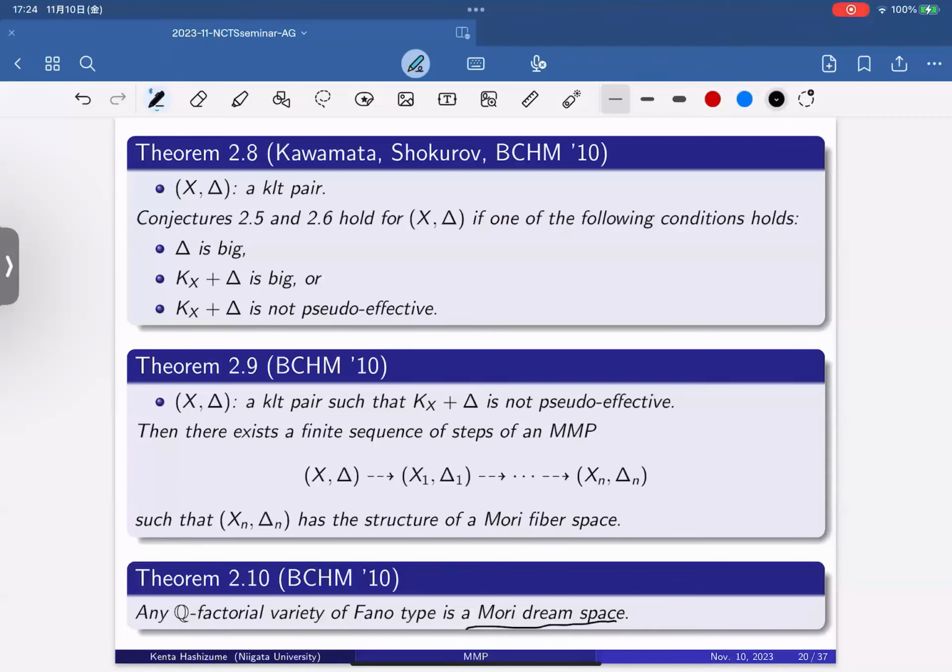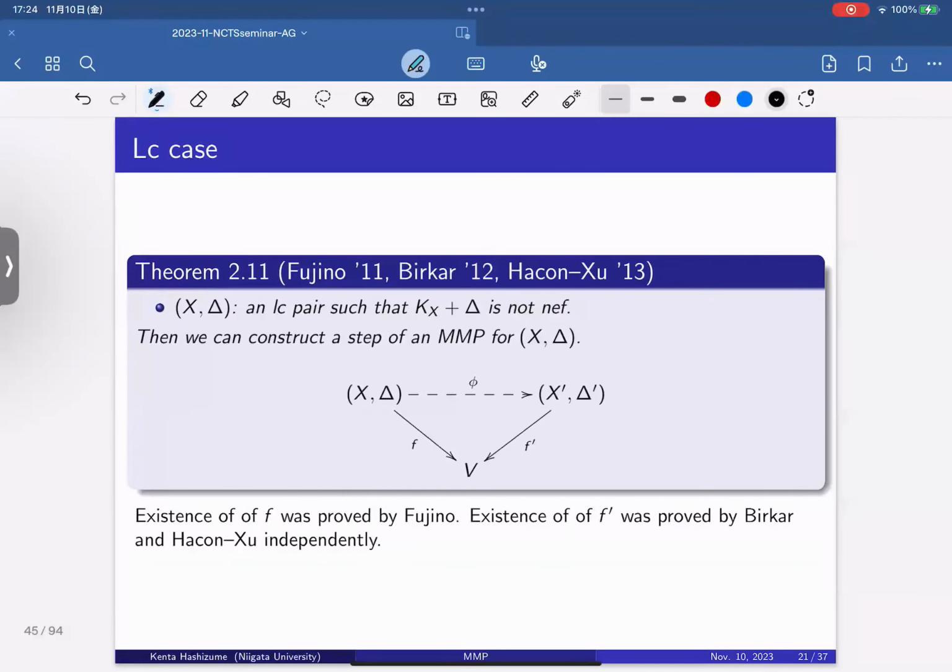And similar results are known for the LC case. Even in the LC case, we can always run the minimal model program. In other words, we can always construct a step of MMP. Let (X, delta) be an LC pair such that the log canonical divisor is not nef. Then we can construct a step of MMP.